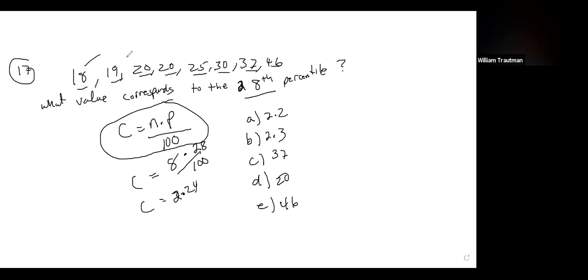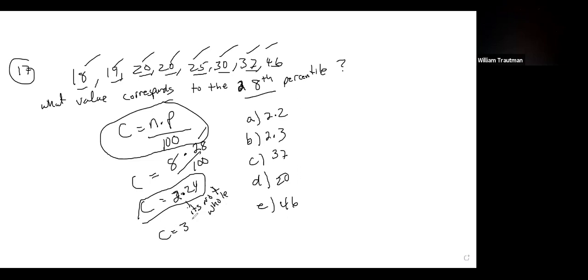There's 8 numbers, N is the number of numbers: 4, 5, 6, 7, 8. Okay, we got that. For the 28th percentile, you just type in 28, then you divide it by 100 and you get 2.24. This is C. Now that's step 2 in the procedure table. Step 3A: if C is not a whole number, it's not. Do you see? 3A says, if C is not a whole number, round up to the next whole number.